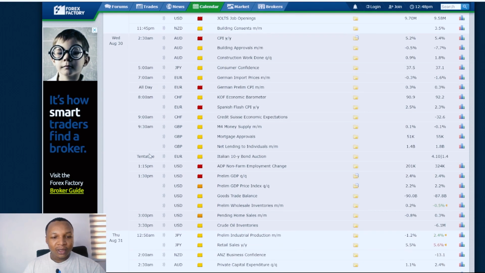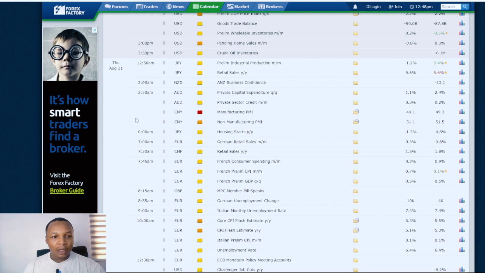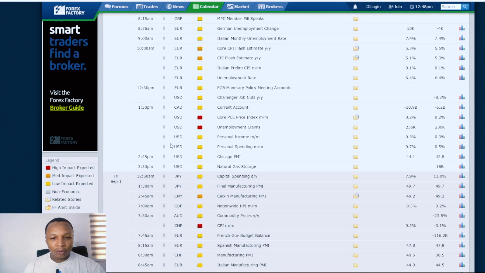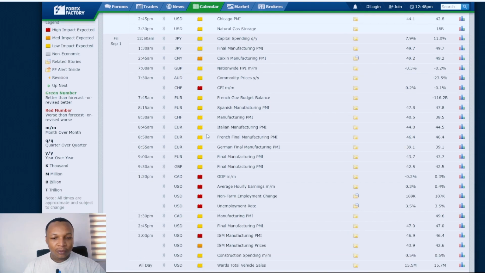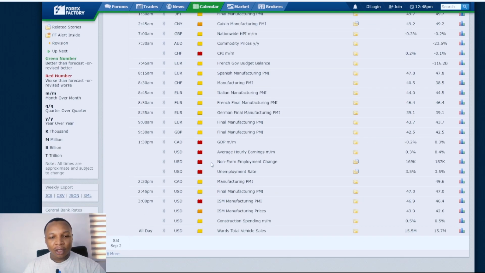Then on Wednesday by 1, we're going to be seeing the ADP and preliminary GDP. On Thursday, there's not much news to expect except for the core PCE and unemployment claims. These are high impact news. And then finally on Friday, we're going to be seeing the NFP by 1:30.